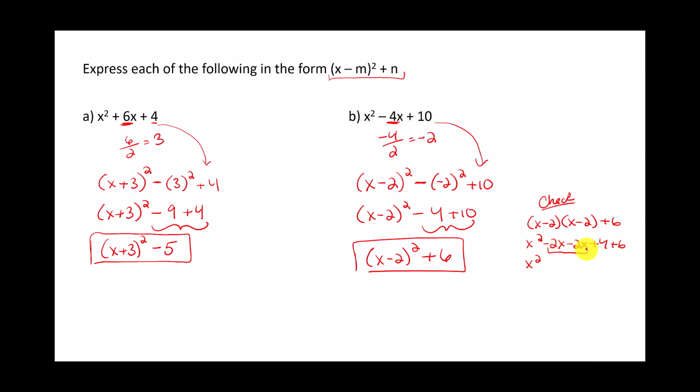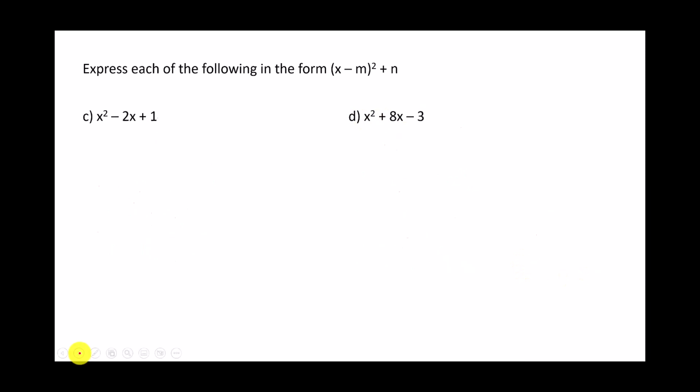When we combine like terms here, we're going to get negative 4x. And then 4 plus 6 is 10. And so notice this is exactly what we started with. And so that's a good way to be able to check your answer. Okay, this one also asks us to express each of the following in this form. You're going to see a lot of that. So I want you to take another minute and pause the video and try this problem. Then check your answer with me.